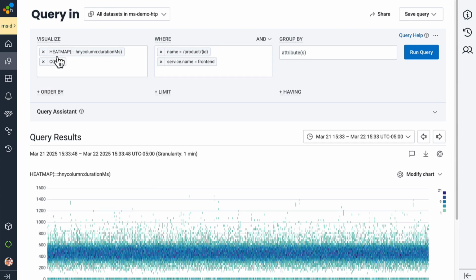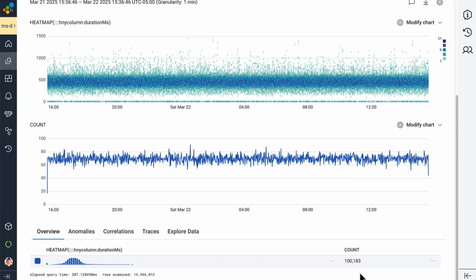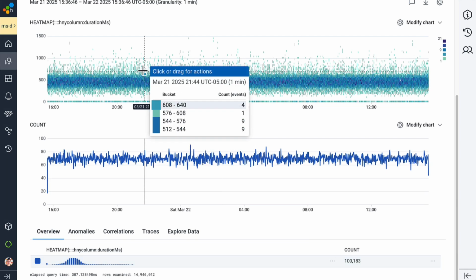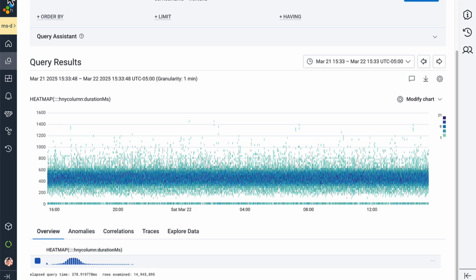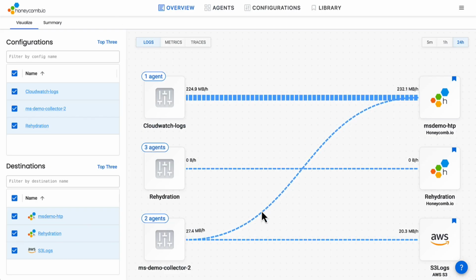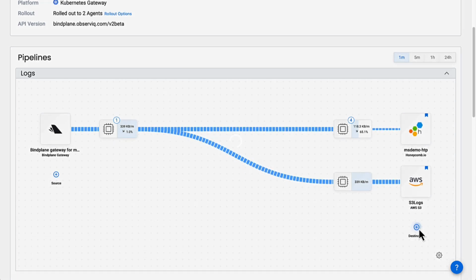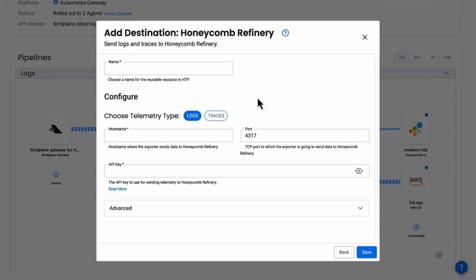How many of these do we see in 24 hours? 100,000. Okay, I want to know that this happened 100,000 times a day, but I don't need 100,000 copies of this trace. We recommend that instead of sending directly to Honeycomb, you send your traces and logs to Refinery. Refinery will drop duplicate traces very intelligently and send the interesting ones to Honeycomb.